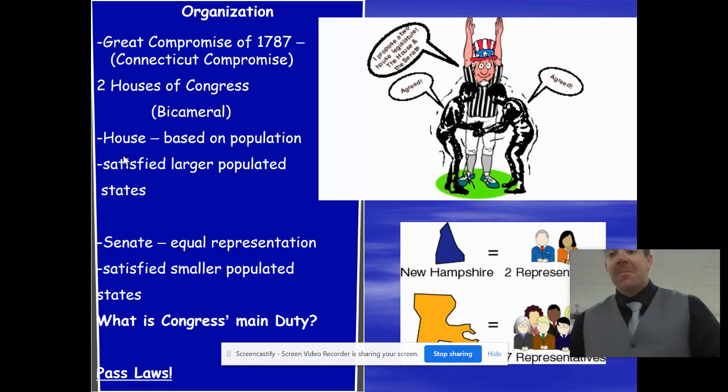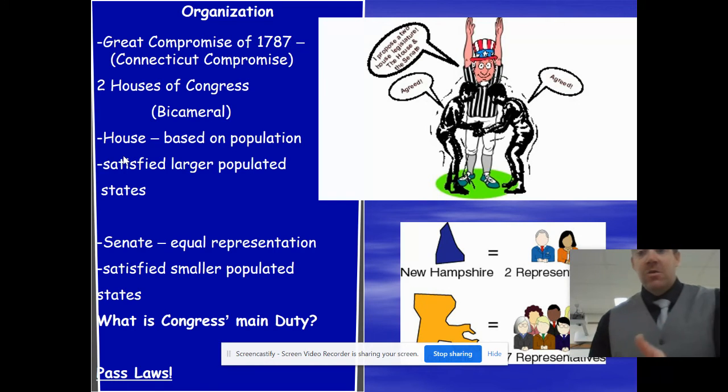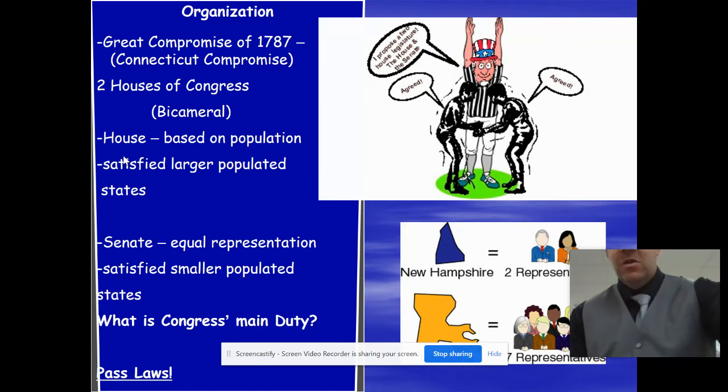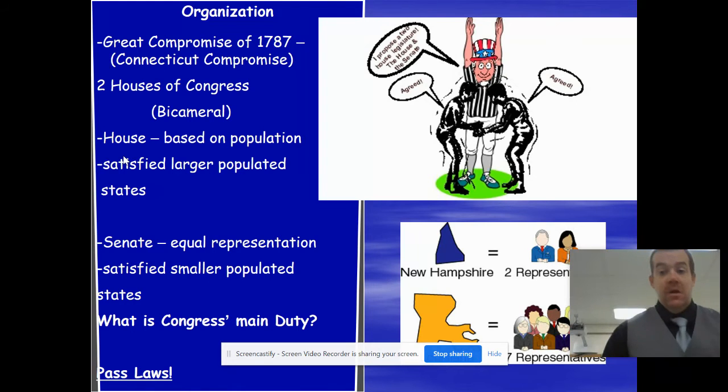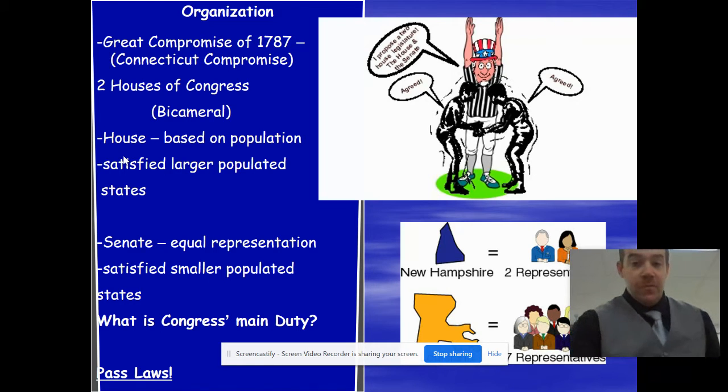All right. What is the main duty of Congress? You're going to need to know this for the whole entire unit. The main duty is to make laws. To pass laws. That's the main duty of Congress. That's what they do. Again, you should know all of this.